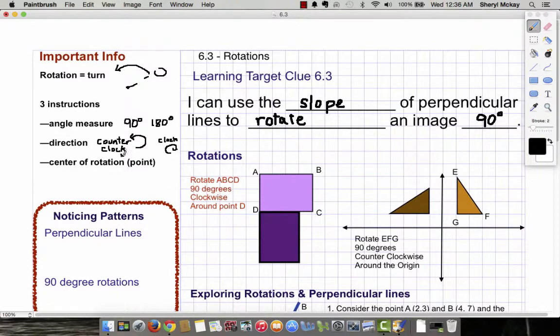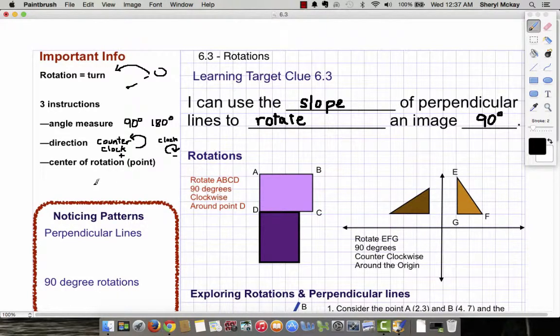Counterclockwise is considered a positive direction. Clockwise is considered a negative direction. So sometimes you might see instructions that say go a negative 35 degrees or a negative 90 degrees. Then you know you're going to go clockwise. Okay? But if you see that it just says rotate it 45 degrees, then you know you're going to go a positive direction, and that's going to be counterclockwise. So that's just an important thing to know, your direction.